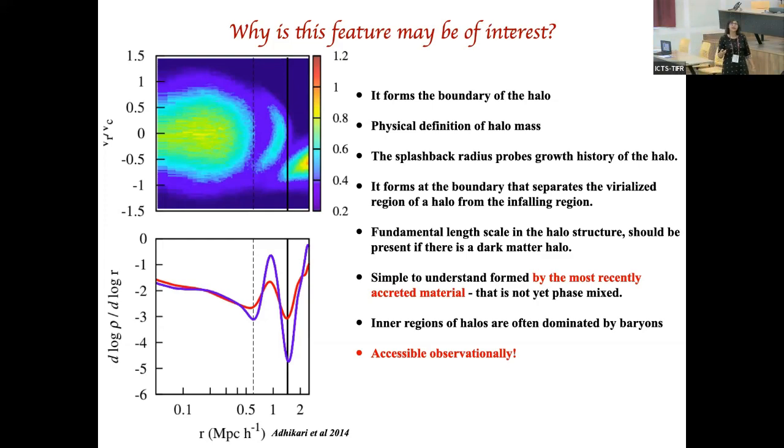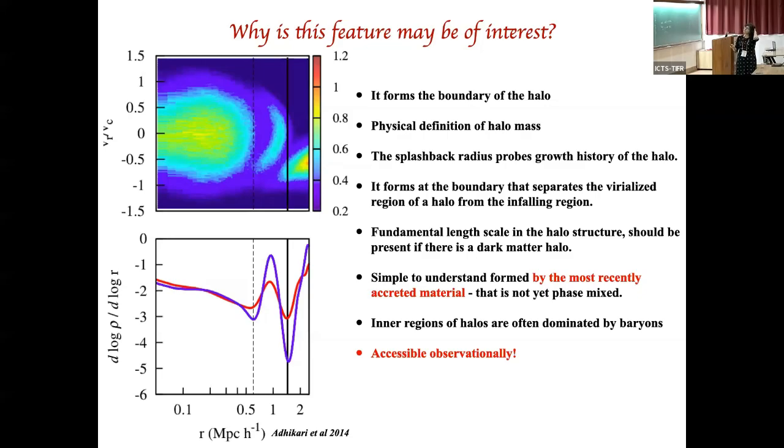So if you have dark matter, you should have such a feature at the edge of the dark matter distribution. It's also simple to understand because it's made by the most recently accreted material, which has not yet completely phase mixed into the halo. And it can be understood by simple gravitational collapse in an expanding universe. And one of the things that I find really nice is that it is accessible observationally, and we can go out and look for it and see what we can learn from it.